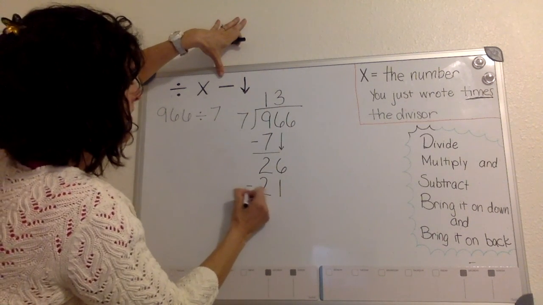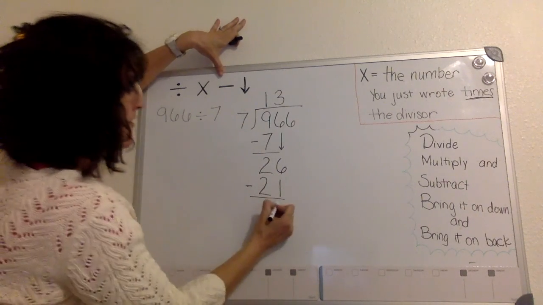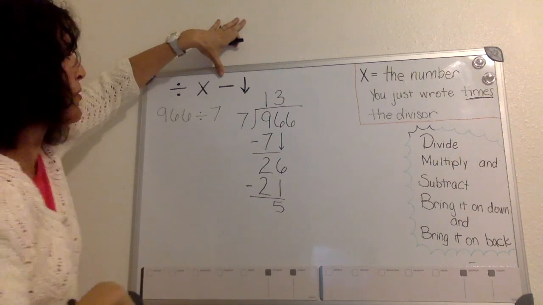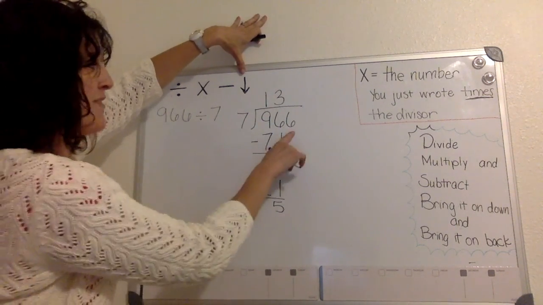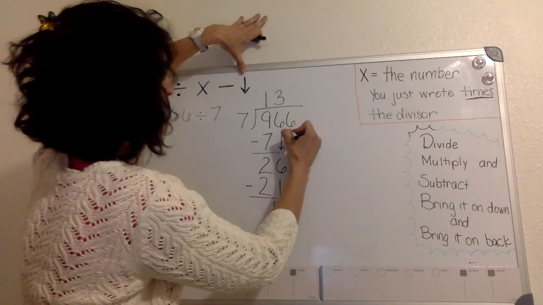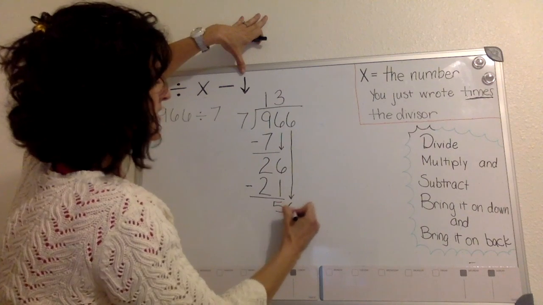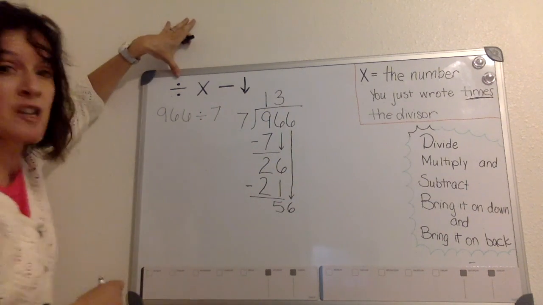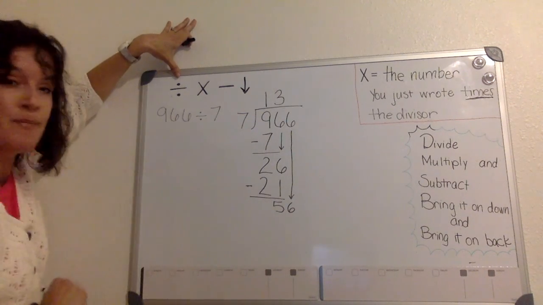Subtract. 6 minus 1 is 5. 2 minus 2 is 0. Don't worry about it. Bring it down. Yep, I've got another one, another 6. I'm going to bring it all the way down here to sit right next to my 5. Now, because I brought it down, I need to start over. Here we go. 56 divided by 7.